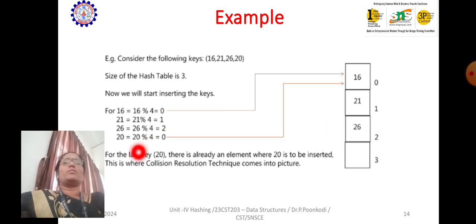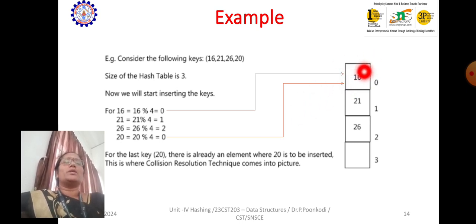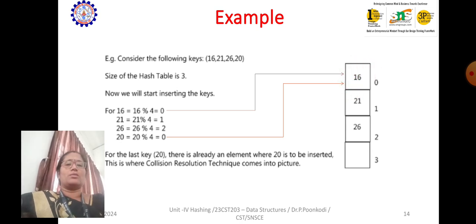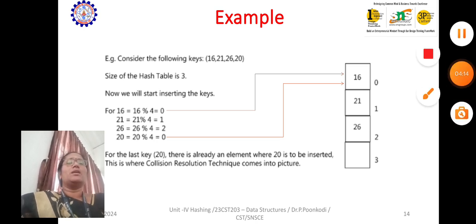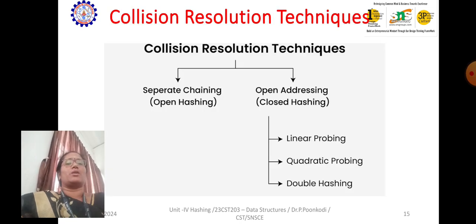If we come to the next element, 20, 20 modulo 4 gives remainder 0, but 16 is already stored at index position 0. 20 also wants to be stored in the same position. So this is called a collision. How do we overcome this? For that we have collision resolution techniques, which are used to overcome this kind of problem.